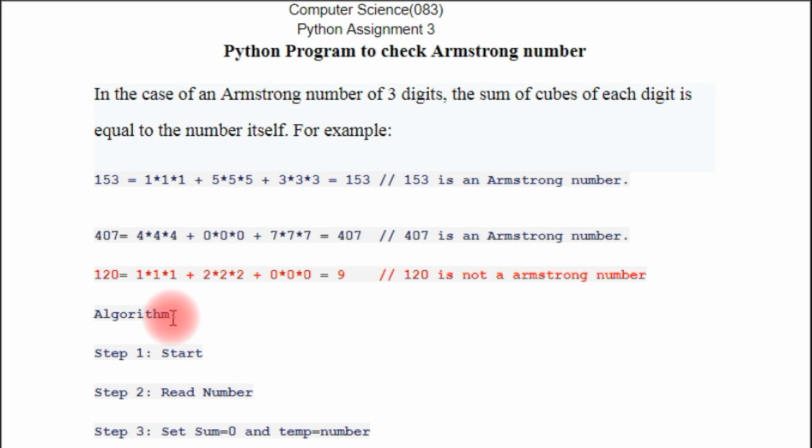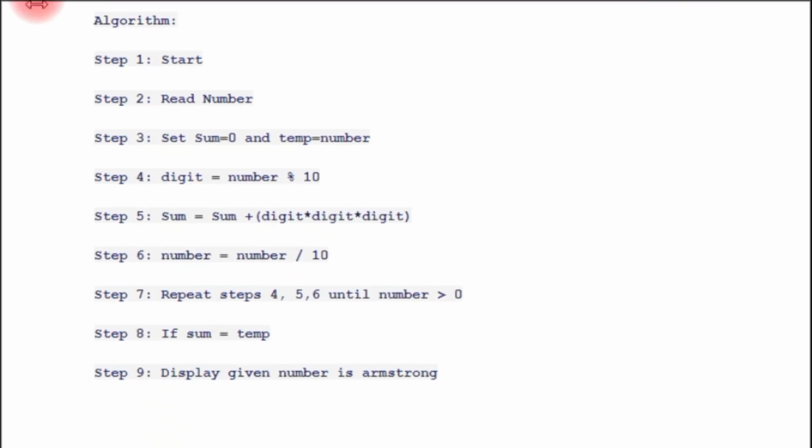Now we'll discuss the algorithm of a Python program to check whether the given number is Armstrong or not. We start here, and in the second step, let us create a variable number, which takes the integer value from the user. In the third step, let us initialize the variable sum equal to 0, and variable temp is assigned the variable number. In the fourth step, we create a variable digit equal to number modulus of 10, which gives the last digit of the given number.